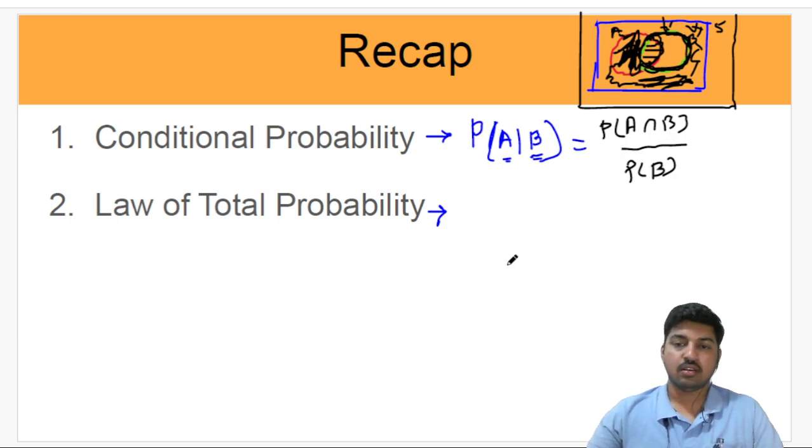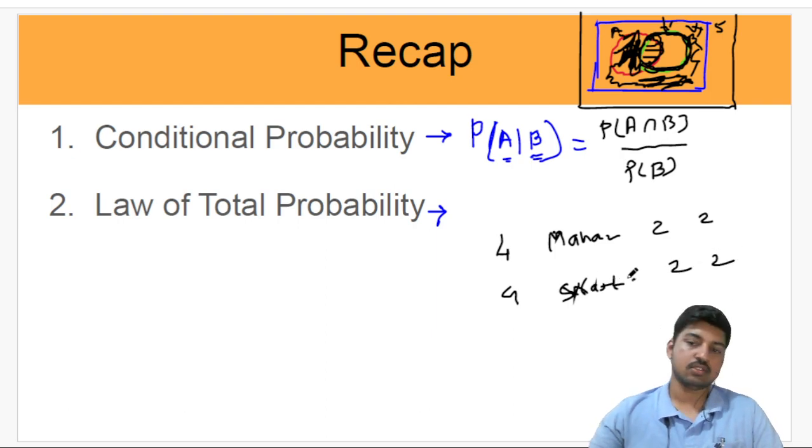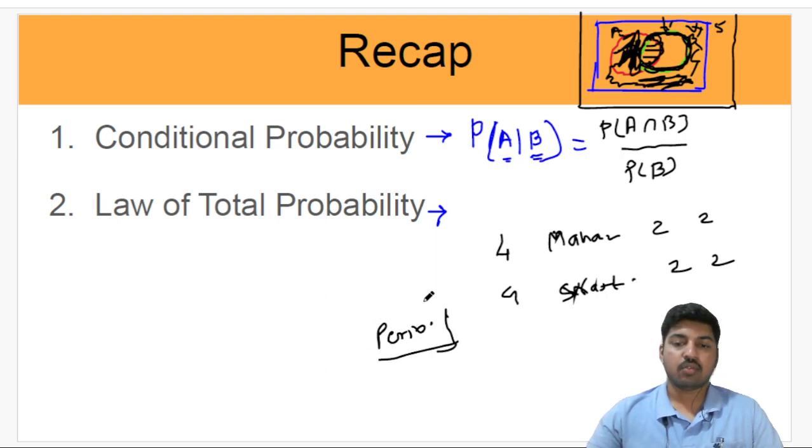For example, we last time saw that there are four students from Maharashtra, two girls, two boys. Four students from West Bengal, two girls, two boys. Okay. So now I told you that I have selected randomly a person.